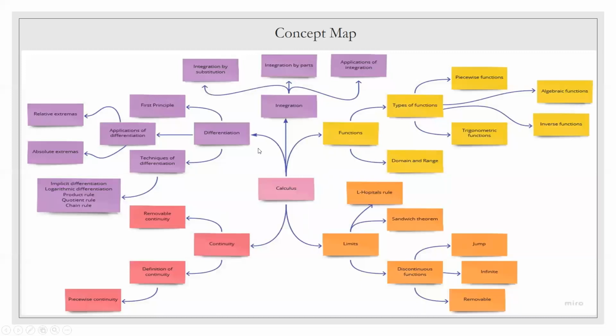The concept map for calculus is such. Under calculus, there are 5 main topics. We have functions, limits, continuity, differentiability, and integration. And each of these topics has its own subtopics.